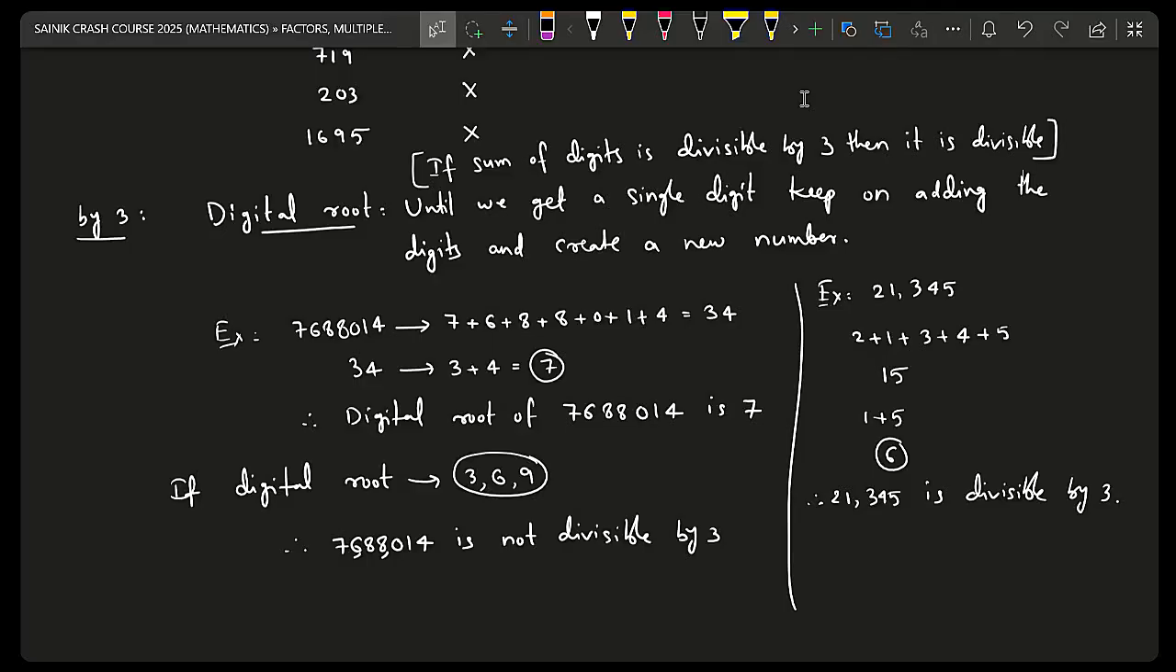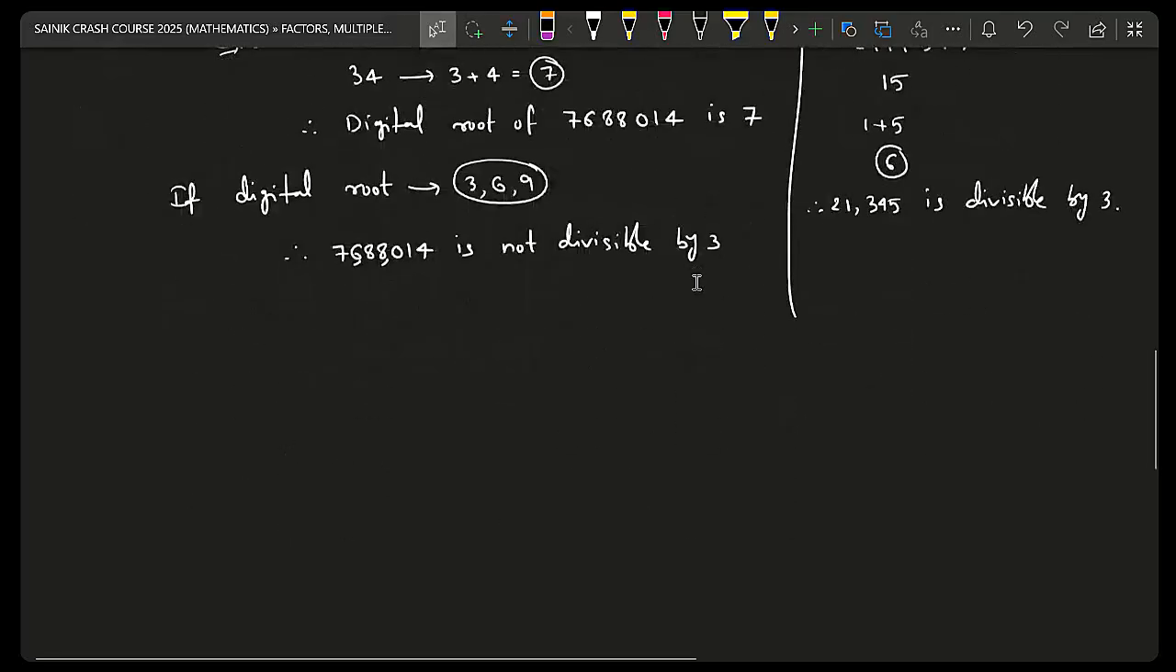Yes. Then the number is divisible by 3. That's it. Okay? Okay, sir. Okay. Now we will discuss the divisibility rule of 4. How can you check whether a number is divisible by 4 or not?